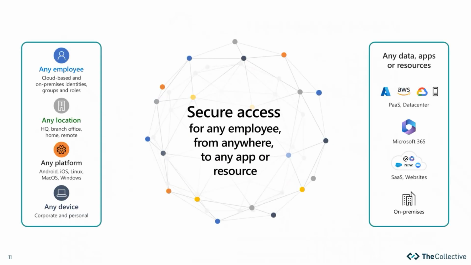So in a graphical overview, we have Global Secure Access at the center, and at the left-hand side, we have your employees that want to connect to specific resources. So any employee from any location, any platform, any device, you want to give secure access to either private resources, but also PaaS applications, SaaS websites, on-premise hosted resources, or Microsoft 365.